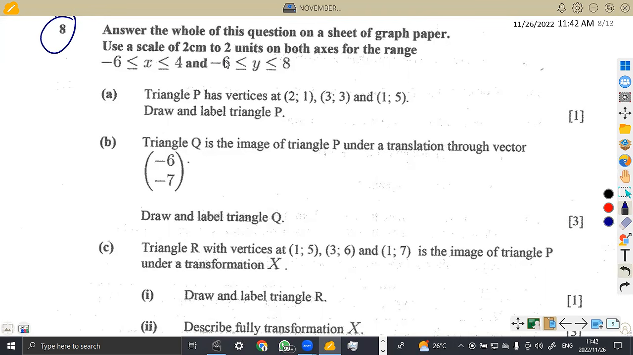And we are given our x, which is supposed to be from -6 to 4, and y is supposed to be from -6 to 8. Then draw triangle P. That was the first question. Draw triangle P with vertices (2, 1), (3, 3), (1, 5), and label triangle P. So that's it.